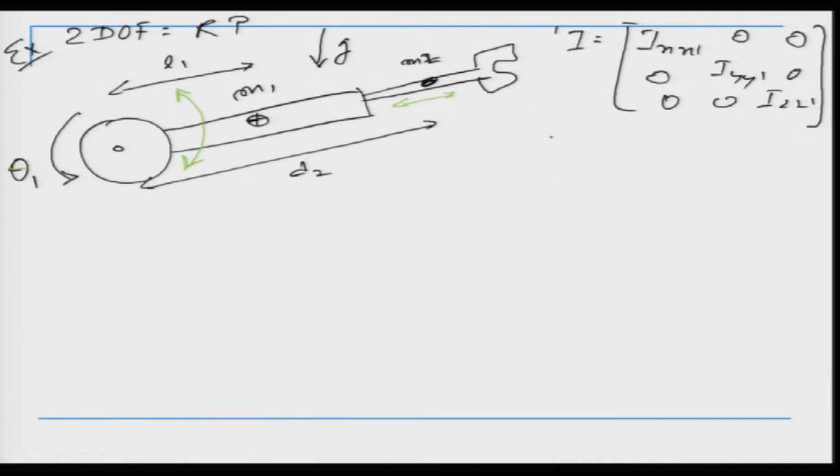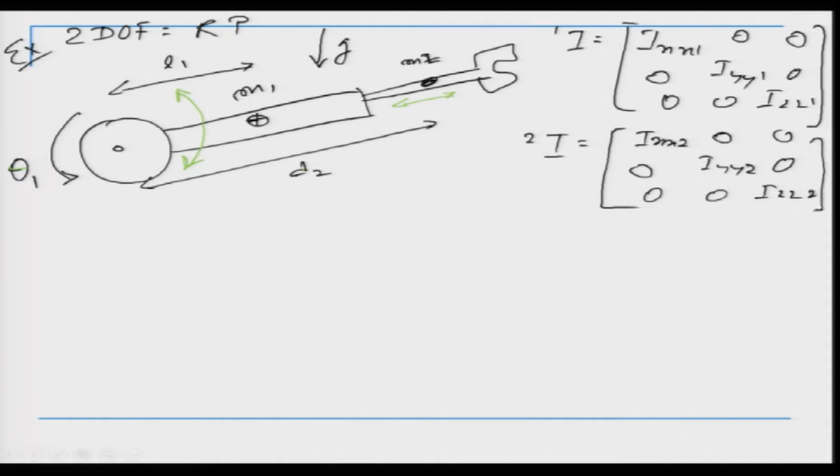Okay. The inertia tensor for link 2 is almost similar. It is Ixx 0 0, 0 Iyy 0 and then 0 0 Izz. So, this has subscript 2 to indicate this is for link 2.